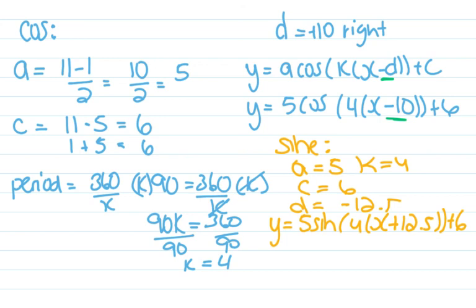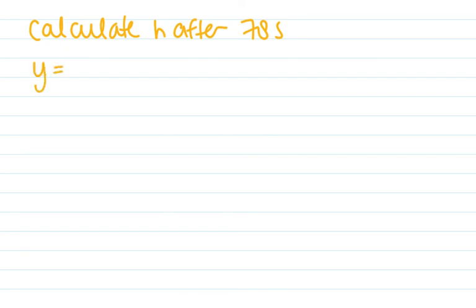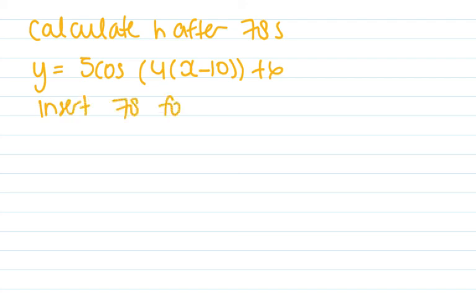Now, the third part of this is to calculate Ethan's height after 78 seconds. So we're going to use one of the two equations we made. They will both produce the same answer after 78 seconds. So we're going to plug in 78 for x. Let's use the cos equation. So y equals 5 cos(4(x minus 10)) plus 6. I'm going to insert 78 for x.